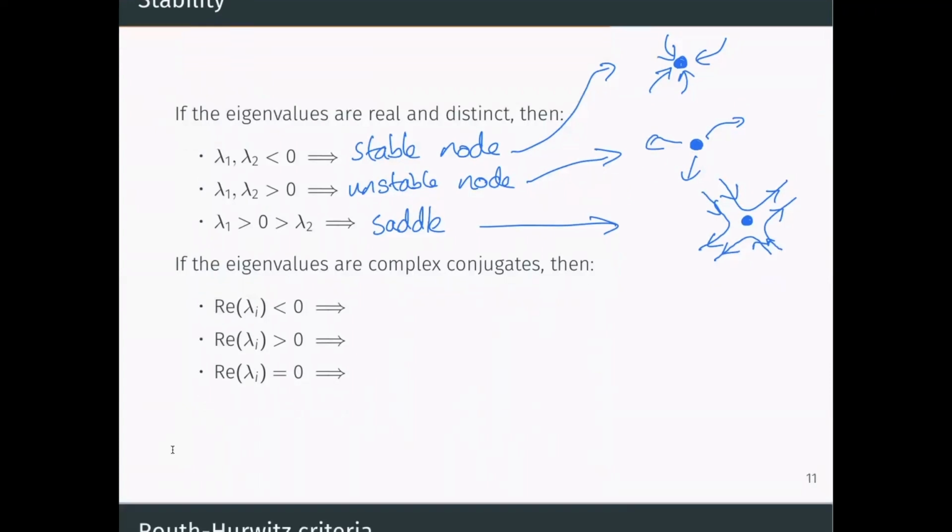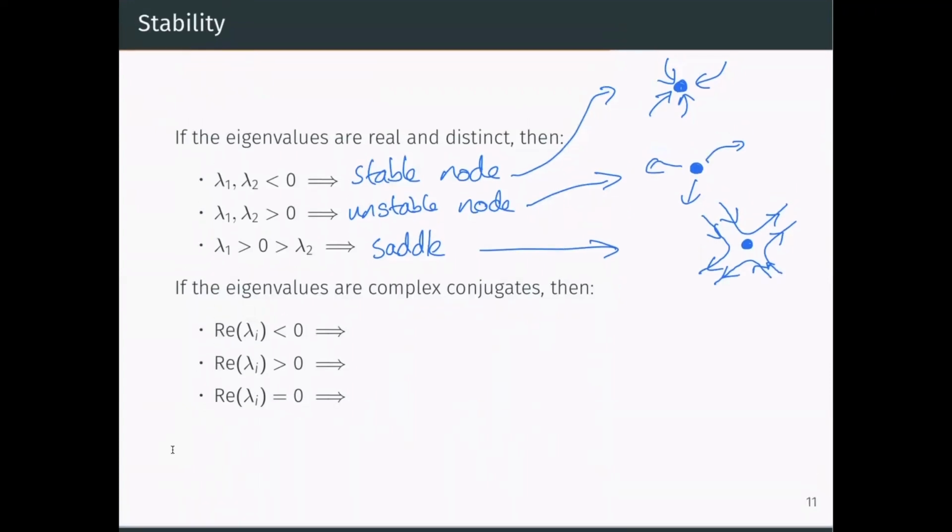We're not going to be talking about cases where our eigenvalues are real and repeated, because that's essentially a knife edge scenario. Typically we're not going to focus on knife edge scenarios in this course, the reason being that knife edge scenarios typically aren't very biologically realistic.